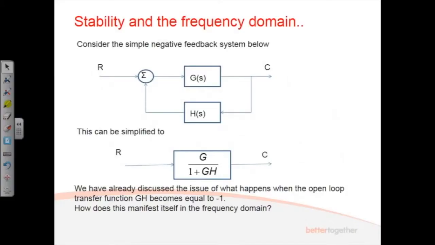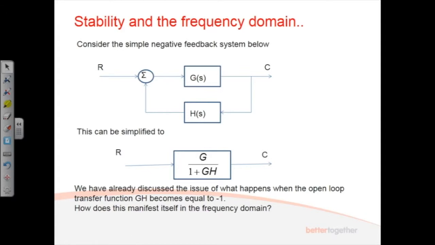Okay, so the new bit I wanted to talk about before you all fall asleep is how we use this to predict stability. I think we talked before about how to get a closed loop transfer function to reach an infinite value. And that's by making g times h equal to -1.